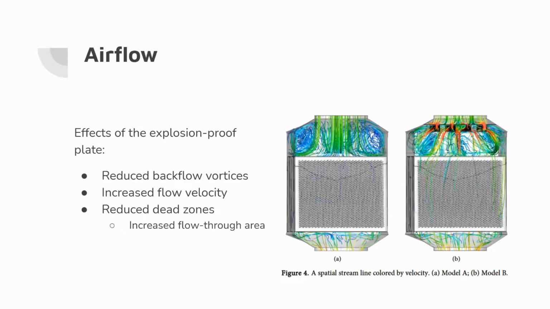Figure 4 for the airflow shows streamlines in different models where red shows the highest flow velocity and blue shows the lowest. The explosion-proof plate shown in figure 4b improves the performance of the gas filter by reducing large backflow vortices, increasing the flow velocity, and reducing the dead zones present without the plate.